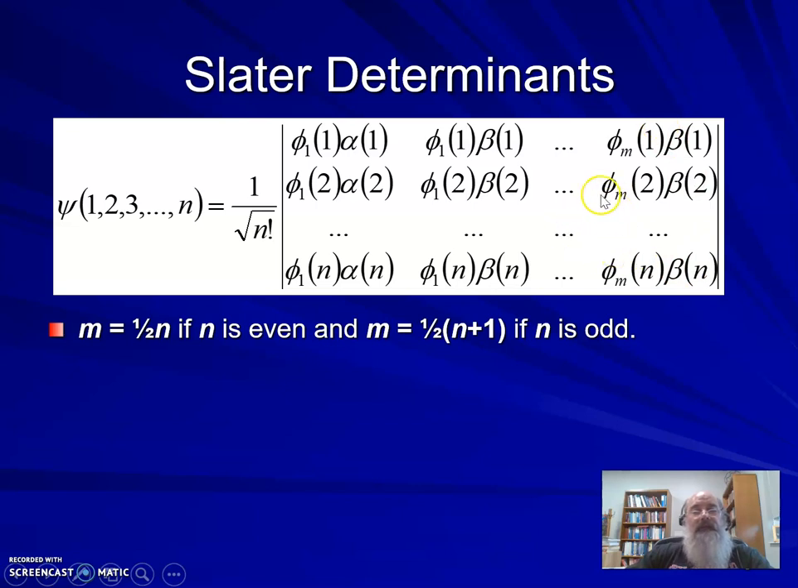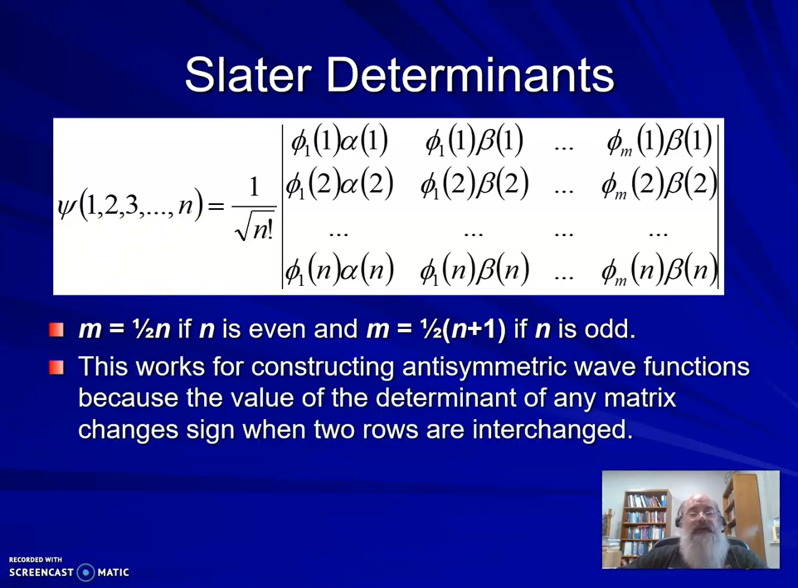M here is 1/2 of n if n is even, and it's 1/2 of n plus 1 if n is odd. And this works for constructing antisymmetric wave functions, because the value of the determinant of any matrix changes sign when two rows are interchanged.